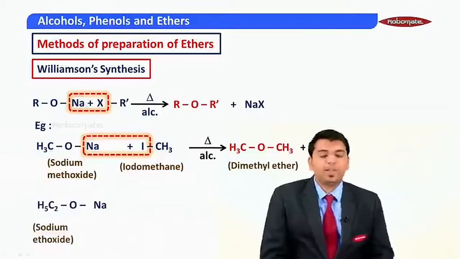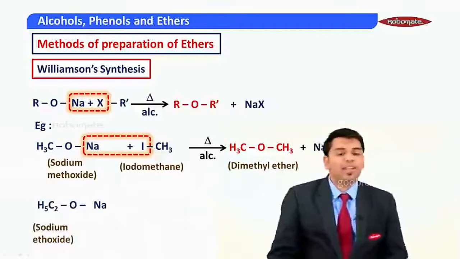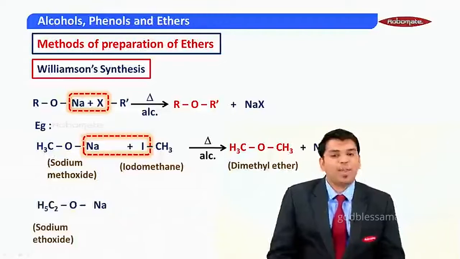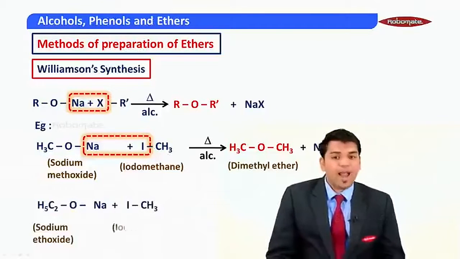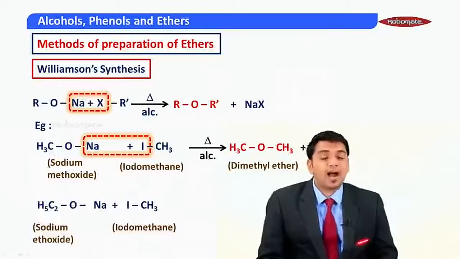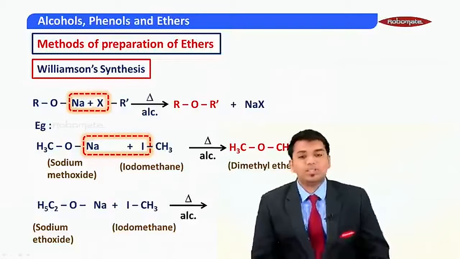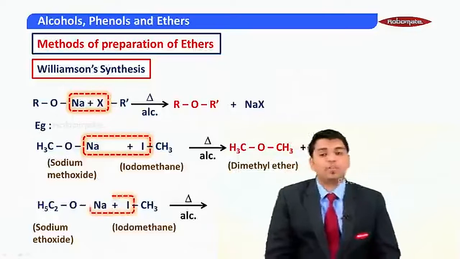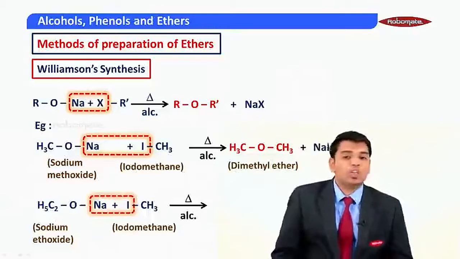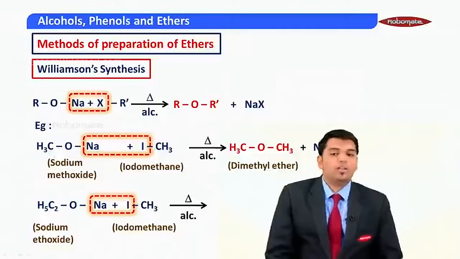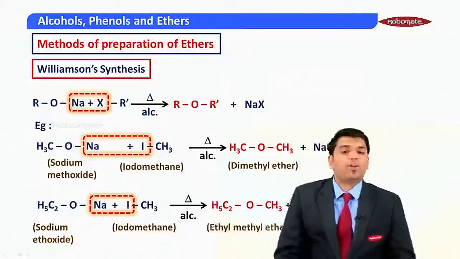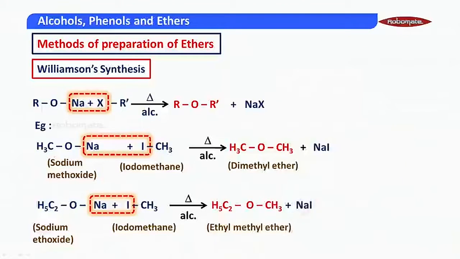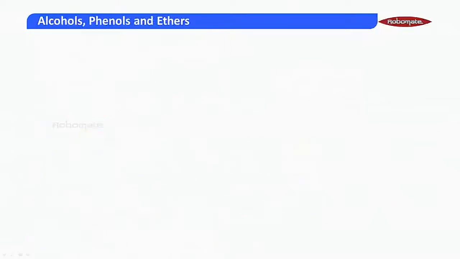Another example that we can take is sodium ethoxide, which is C2H5ONa, and to this we would add ICH3, that is iodomethane, under alcoholic conditions and heat them. Now what happens here is again there is loss of NaI, that is sodium iodide, and the product that we get is C2H5OCH3, which is ethyl methyl ether.